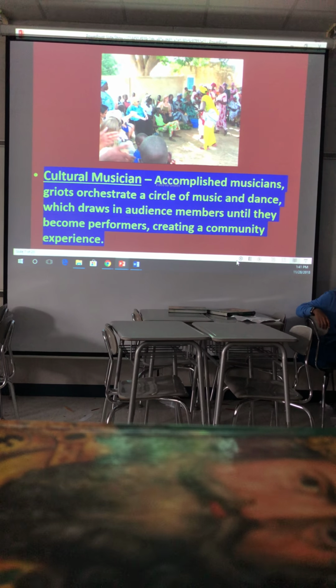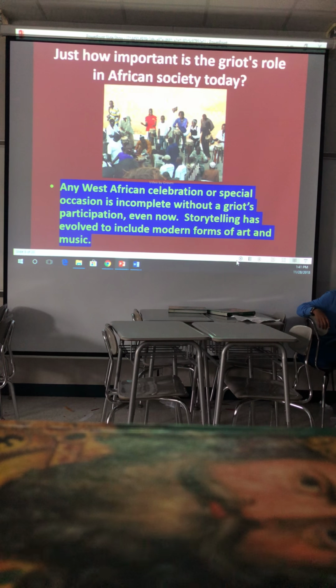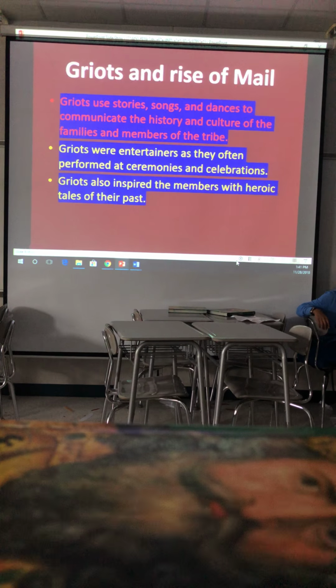Cultural musician: accomplished musicians, griots orchestrate a circle of music and dance which draws in audience members until they become performers, creating a community experience. Just how important is the griot's role in African society? Any West African celebration or special occasion is incomplete without a griot's participation, even now. So this is something they still use today.